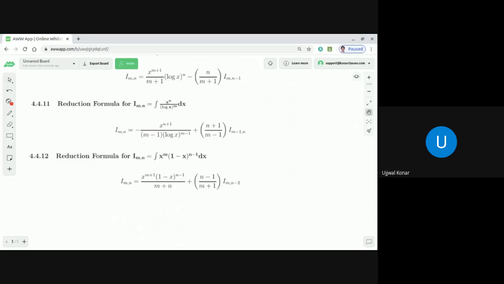So the formula, if we define Im comma n as the integration of x to the power m into 1 minus x to the power n minus 1 dx, then Imn is equal to x to the power m plus 1 into 1 minus x to the power n minus 1 by m plus n, plus n minus 1 by m plus n into Im comma n minus 2.